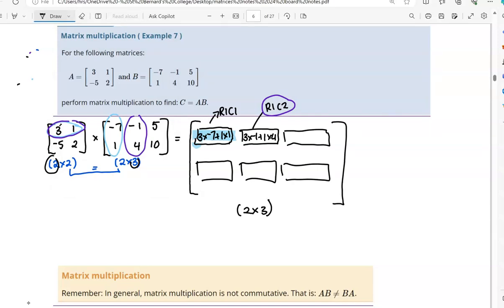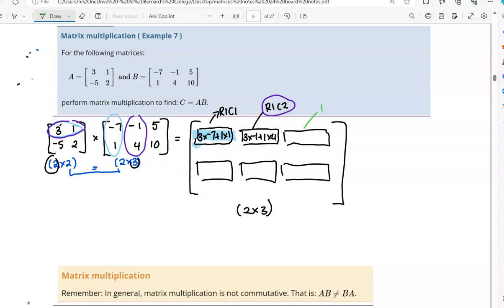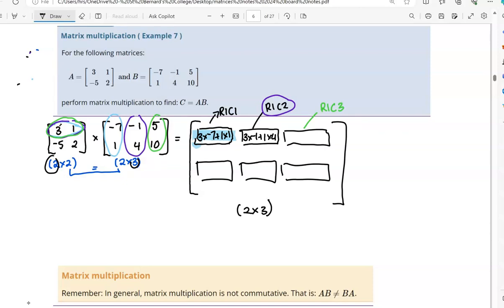Okay, so then the last one in this last row, so if you think about it, this guy is row 1, column 3. So I'm going to use row 1 from the first and column 3 from the second. And then you remember those numbers get multiplied and added to each other. So we've got 3 times 5 plus 1 times 10. Okay? And then what you could do is you just keep simplifying that out.